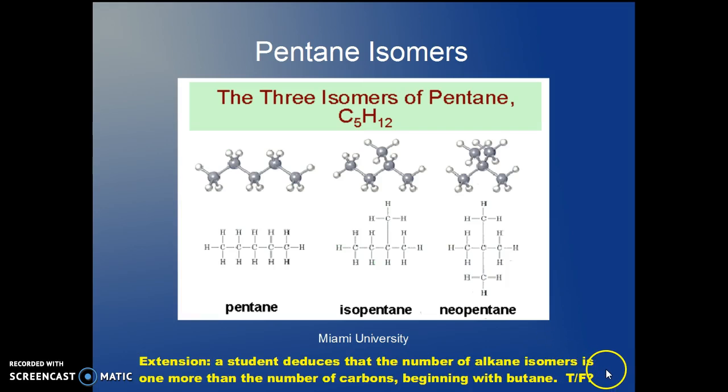Now, here's an extension. You might want to try this and talk it over with one of your groups, because butane had 2 isomers, pentane has 3. A student deduces that the number of alkane isomers for a given alkane is 1 more than the number of carbons, and that begins with butane. Is that true or is it false?